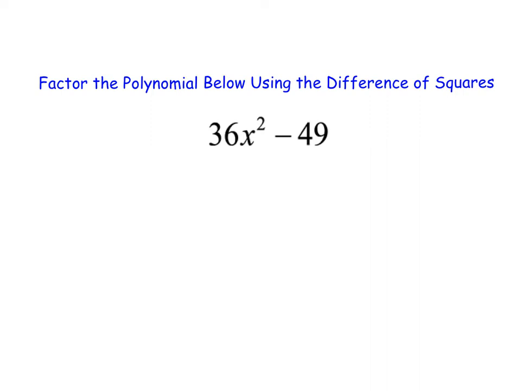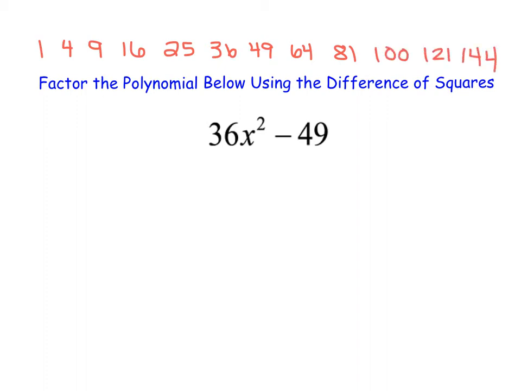Using the difference of squares strategy is typically the easiest if you know your perfect squares, at least from 1 to 12 to start. Beyond that, we can use our calculators to check. You should know 1 squared is 1, 2 squared is 4, 3 squared is 9, and if we keep going, we have 16, 25, 36, 49, 64, 81, 100, 121, and 144. You should know those perfect square values.